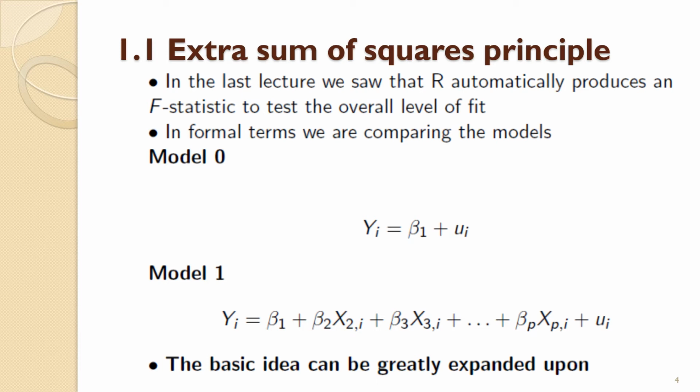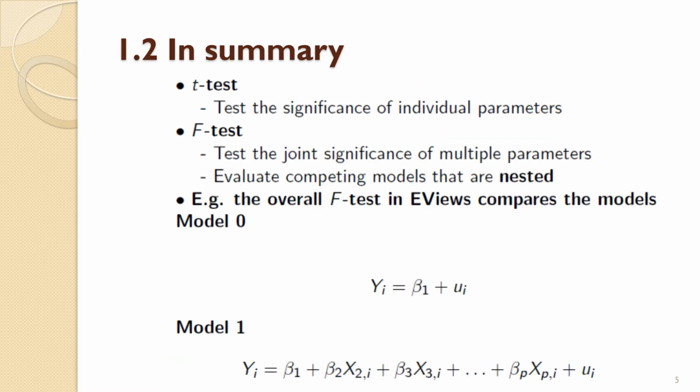Okay, so you can do this nice and easy F-test that R and EViews do automatically, but you can do a whole host of more complex things besides, using essentially the same mathematics and the same coding and software. Necessarily, therefore, this can give you a lot more insight. So in general terms, for a t-test, what you're doing is testing the significance of individual parameters. Now the F-test, what you're doing is testing the joint significance of multiple parameters.